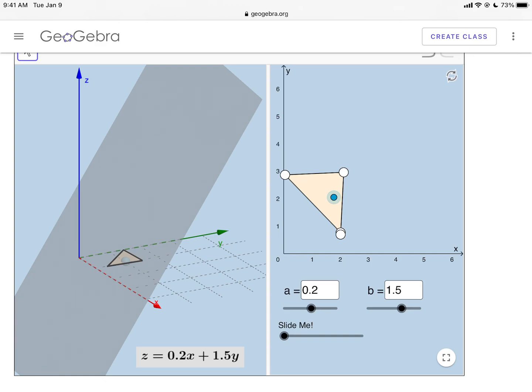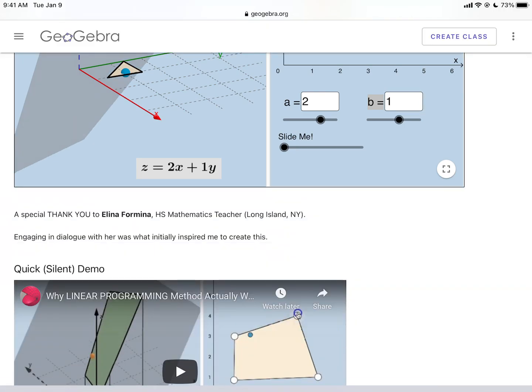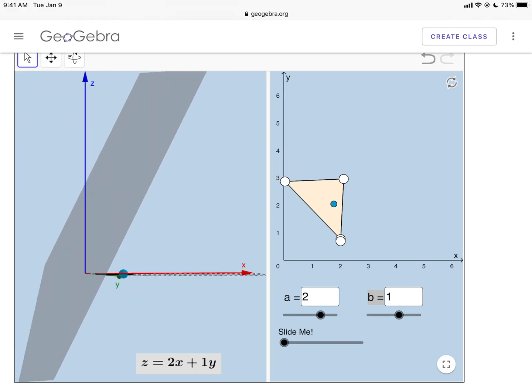And then what was it? Z or f of x, y equaled, was it 2x plus y? I'm just going to make this a 2. Notice when I change that value, it's going to change the equation over on the left side of the screen there. Okay, so notice I have z equals 2x plus 1y graphed on the left here. That's that gray plane. Okay?